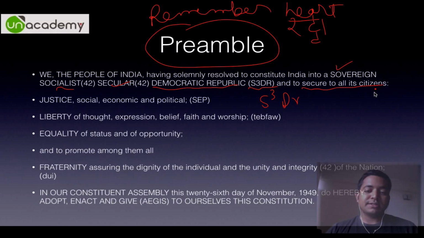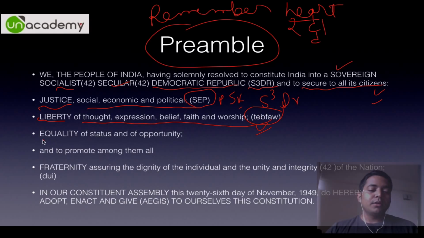And to secure to all its citizens justice, social, economic and political. You can remember it by public sector enterprises, PSE. Then liberty of thought, expression, belief, faith and worship. TEBFW for thought, expression, belief, faith and worship. Then equality of status and opportunity, and to promote among them all fraternity, assuring the dignity of the individual and the unity and integrity of the nation.